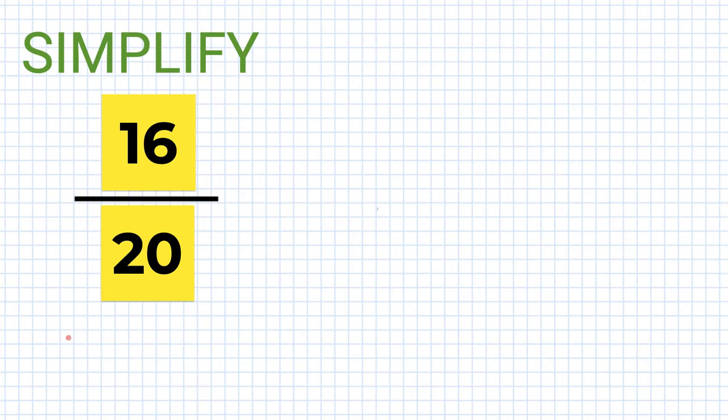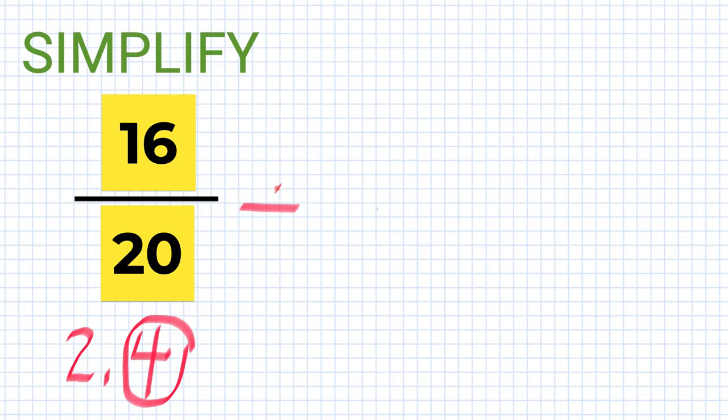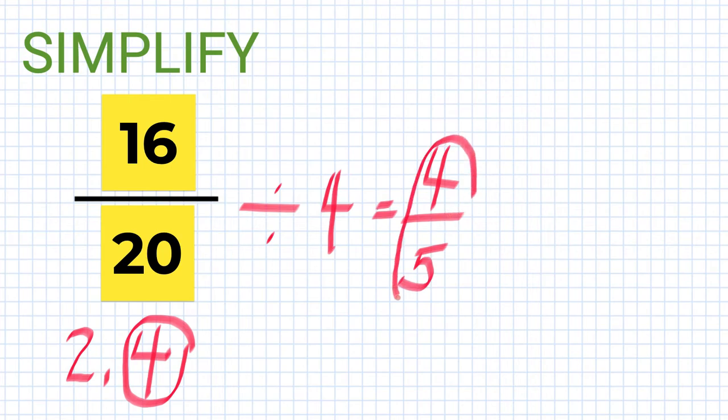So the numbers that can possibly divide these two numbers here are 2 and 4. But as I said, we need to use the greater number, or the greatest if there are more than 2. Now let's try to divide it by 4. 16 divided by 4 is 4, and 20 divided by 4 is 5. So therefore, the simplified form of 16 over 20 is 4 over 5.